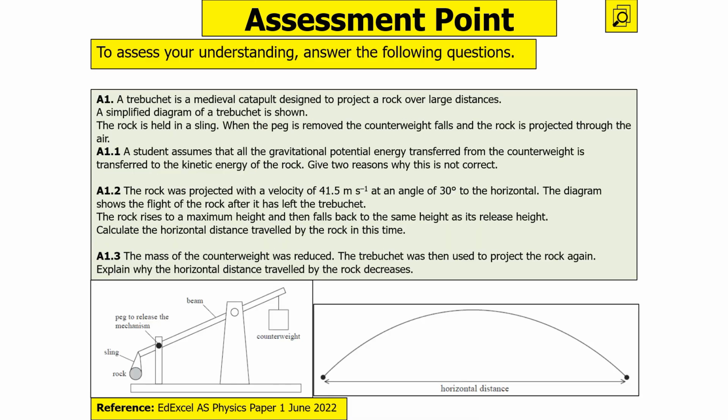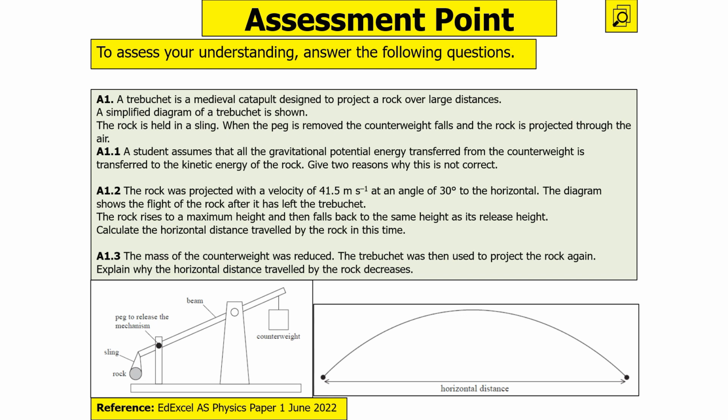The next question says, a trebuchet is a medieval catapult designed to project a rock over large distances. The simplified diagram of a trebuchet is shown. A rock is held in a sling. When the peg is removed, the counterweight falls and the rock is projected through the air. A student assumes that all the gravitational potential energy is transferred from the counterweight to the kinetic energy of the rock. Give 2 reasons why this is not correct.